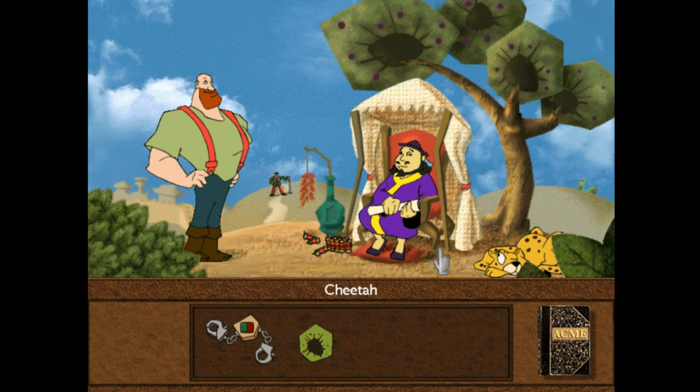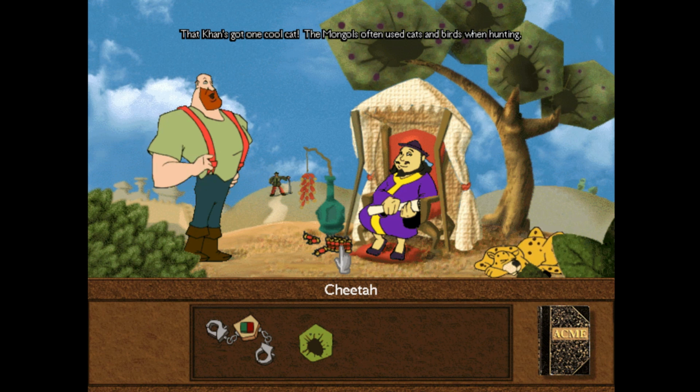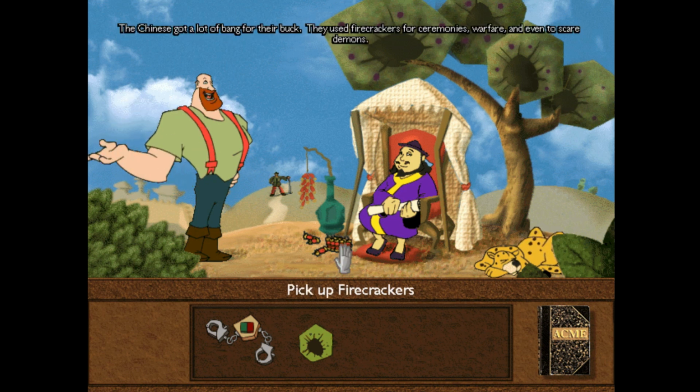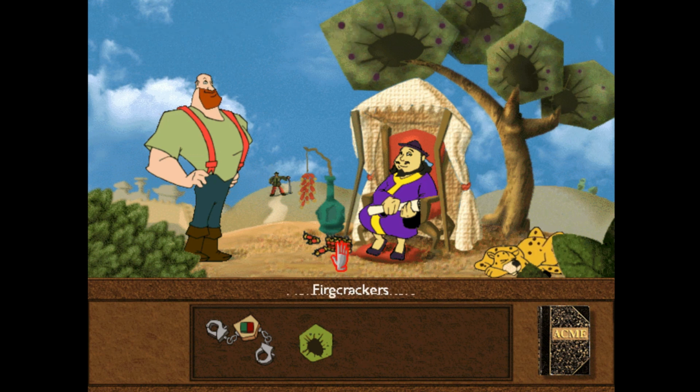Oh, is it a cheetah? That Khan's got one cool cat. The Mongols often used cats and birds when hunting. The Chinese got a lot of bang for their buck. They used firecrackers for ceremonies, warfare, and even to scare demons. And the hand appeared when I clicked them, so I'm going to take those too.